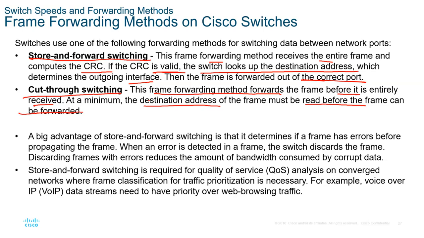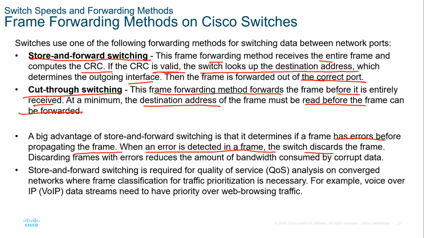A big advantage of store and forward switching is that it determines if the frame has errors before propagating the frame. When an error is detected in a frame, the switch discards the frame. Discarding frames with errors reduces the amount of bandwidth consumed by corrupt frames.